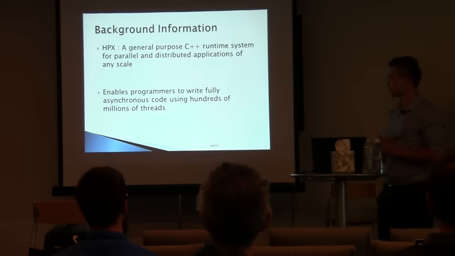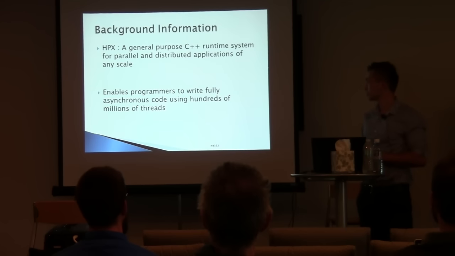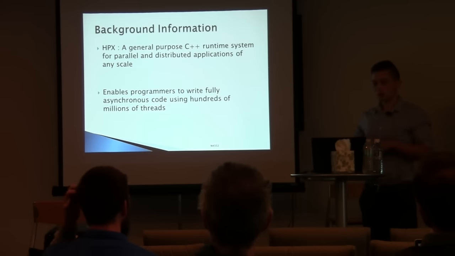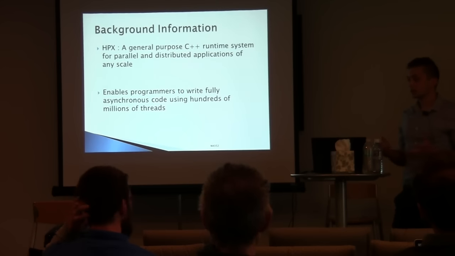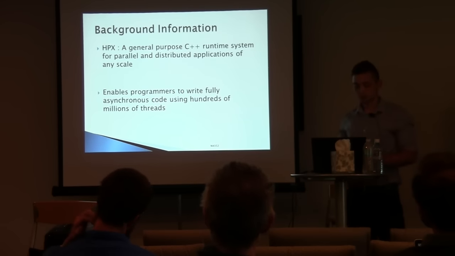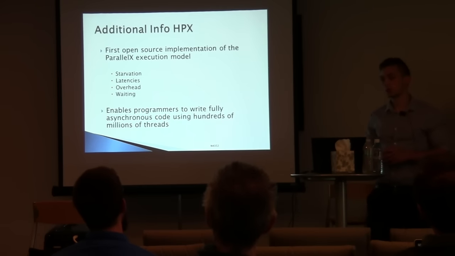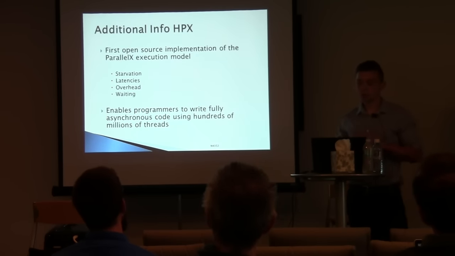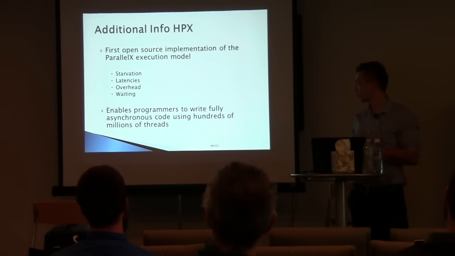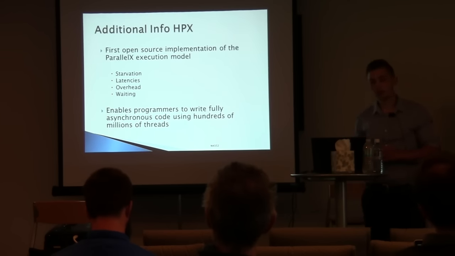HPX is a general purpose C++ runtime system for parallel and distributed applications of any scale. It enables programmers to write fully asynchronous code using hundreds of millions of threads. And it's the first open source implementation of ParalleX. ParalleX is an execution model which aims to overcome the four main barriers of what's holding parallelism back right now, which is starvation, latencies, overhead, and waiting.